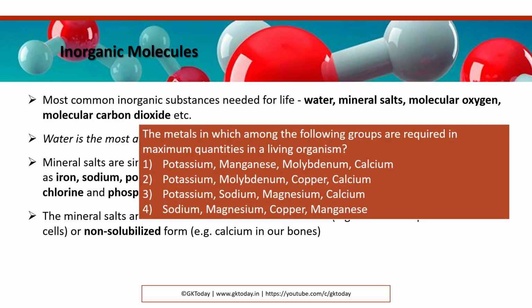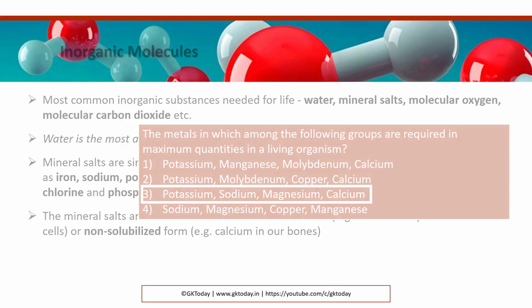So we come to a question. The metals in which of the following groups are required in maximum quantities in living organisms? Which of these metals are required most by a living organism? So the options are potassium, manganese, molybdenum, calcium. Option 2, potassium, molybdenum, copper and calcium. Option 3, potassium, sodium, magnesium, calcium. And option 4, sodium, magnesium, copper, manganese. And we have just studied that the answer is potassium, sodium, magnesium and calcium.